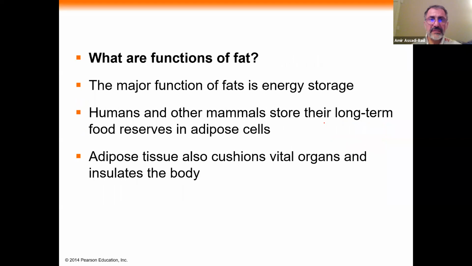That's why scientists recommend eating fat. And a diet that does not have any fat is not recommended. What are the functions of some fats? Okay, great, good question. The major function of fats is energy storage. We talked about that. It has more energy than any other macromolecule, 9 calories per gram. Humans and other mammals store their long-term food reserves in adipose cells, adipocytes.